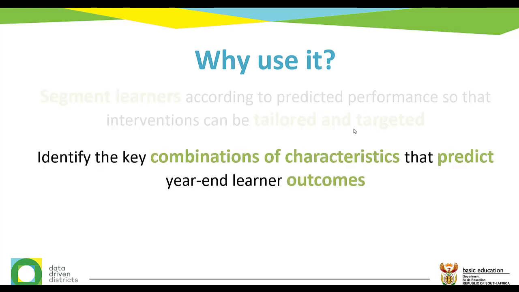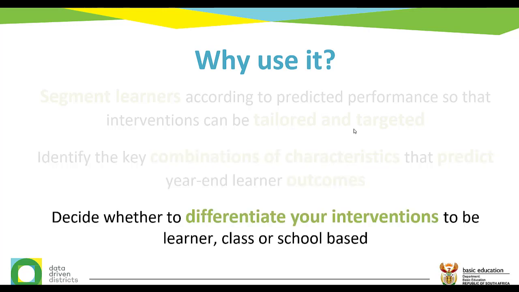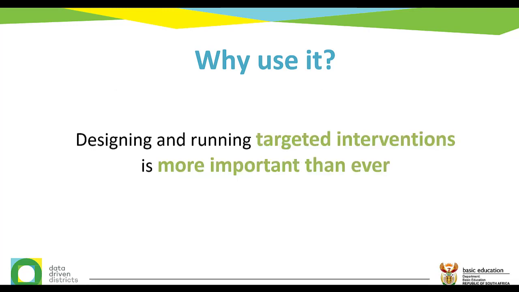It allows you to identify the key combinations of characteristics that predict year-end learner outcomes. And finally, it allows you to decide whether to differentiate your interventions to be learner, class, or school-based. Given the disruptions that the coronavirus has brought to the 2020 academic year, using this report to help focus your interventions across learners and subjects is more important than ever. This is especially true for the grade 12s, where targeted support is needed to get them over the finish line.